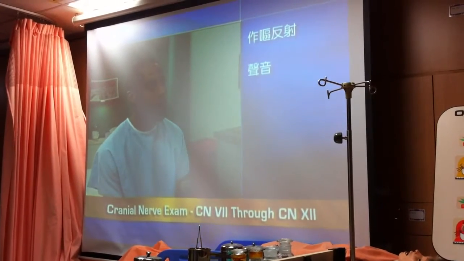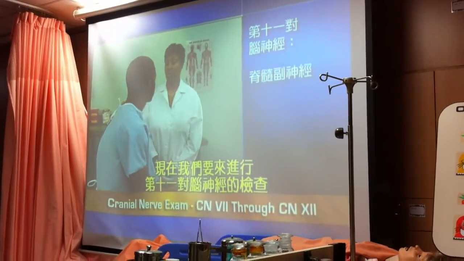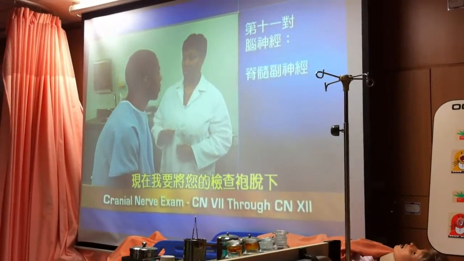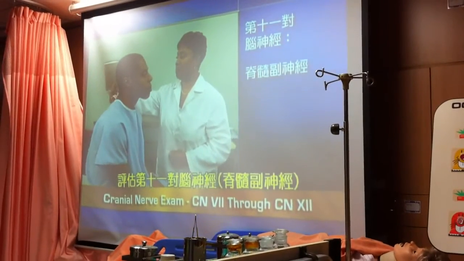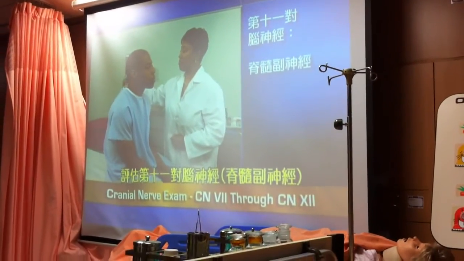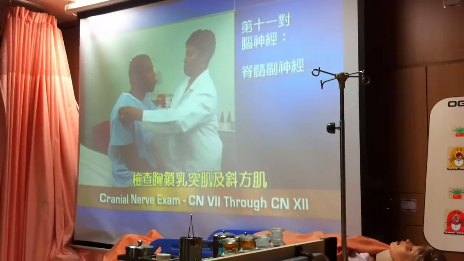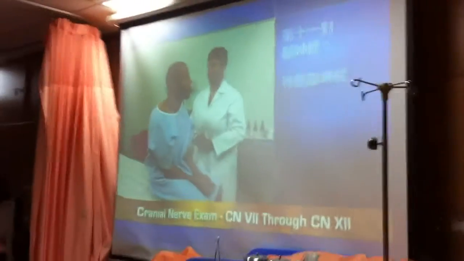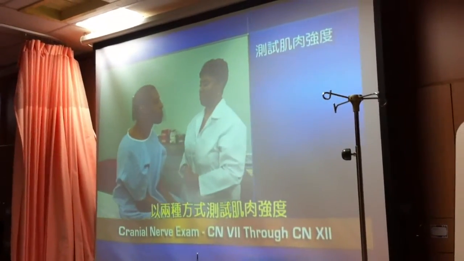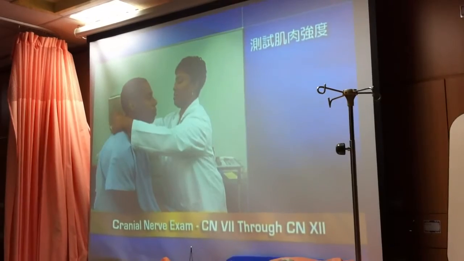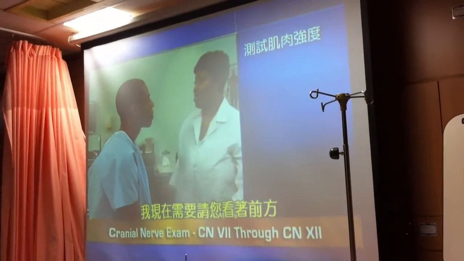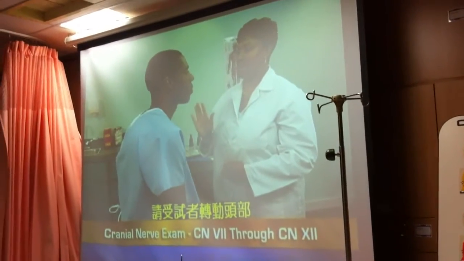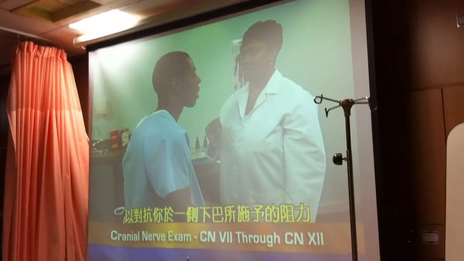Okay, sorry about that. Now what we're going to do is check cranial nerve 11. I need to look at your neck and your shoulders, so I'm going to undo your gown. To assess cranial nerve 11, the spinal accessory nerve, examine the sternomastoid and trapezius muscles. They should be equal in size. Also test for muscle strength in 2 ways. What I need you to do now is just look straight ahead for me. Ask the person to turn his head against your resistance at the side of his chin.